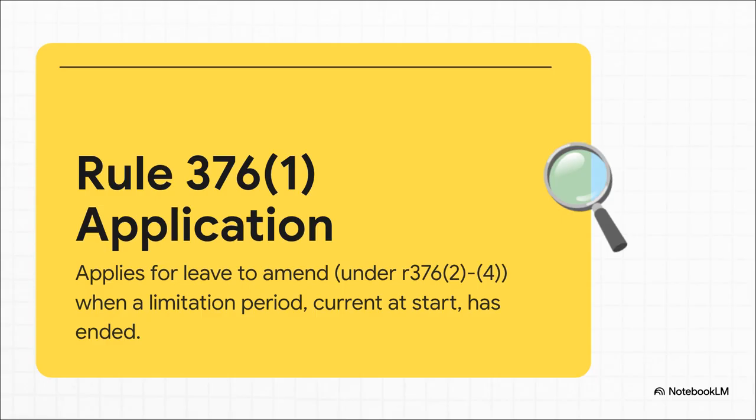Number 1, you are actually asking the court for permission, that's what we call leave, to make an amendment. Easy enough. Number 2, the change you want to make has to be one of the specific types listed in Sub-Rules 2, 3, or 4. And number 3, this is the big one. A limitation period was still alive and kicking when the case started, but it has now officially expired. You've got to tick all 3 boxes or the gate stays shut.